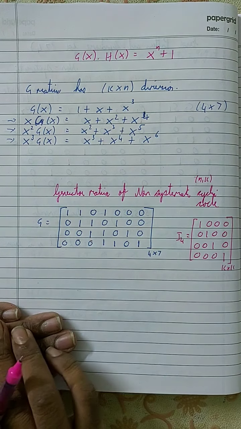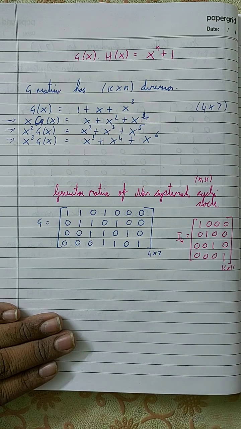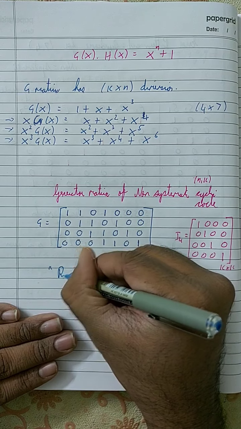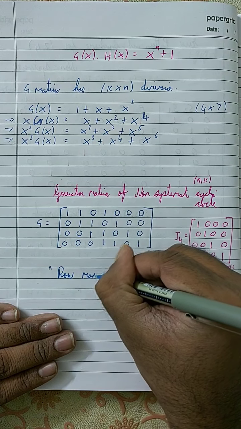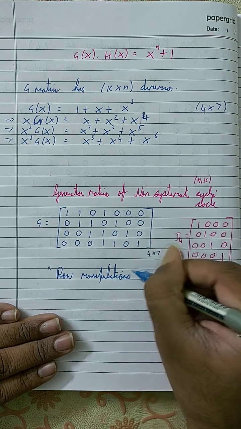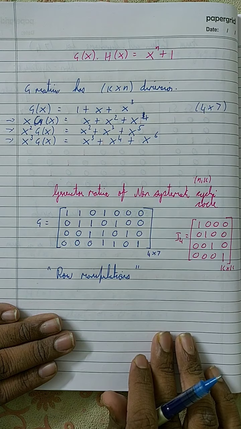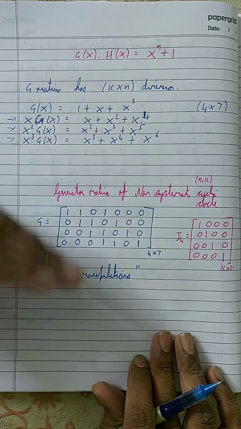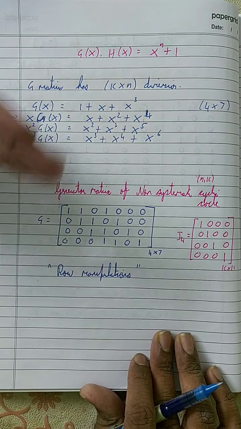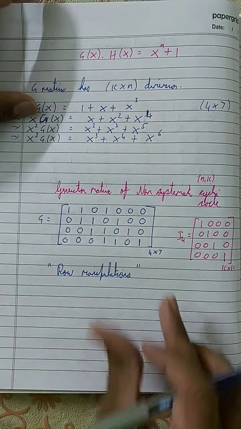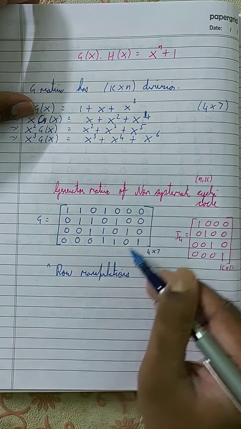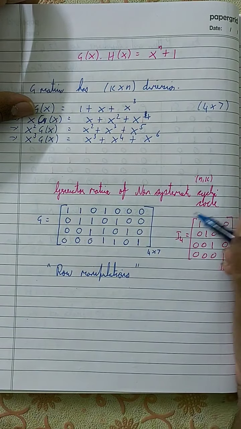You can actually convert this by using what you have learned from your 10th standard, which is called row manipulations. All you need to do is make some row manipulations any way you like, in such a way that this part that you're seeing here should be looking like this.